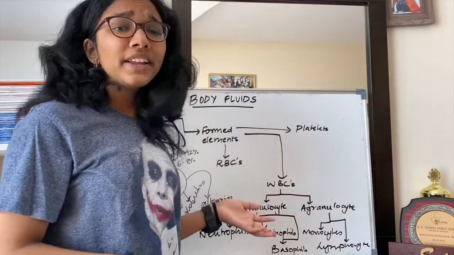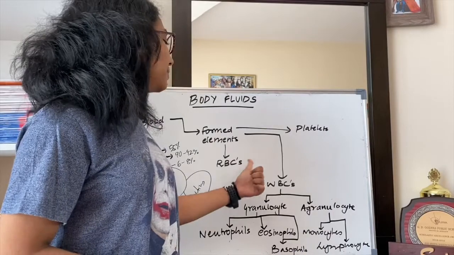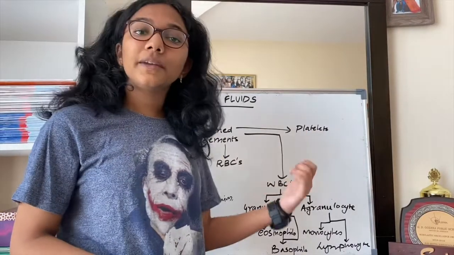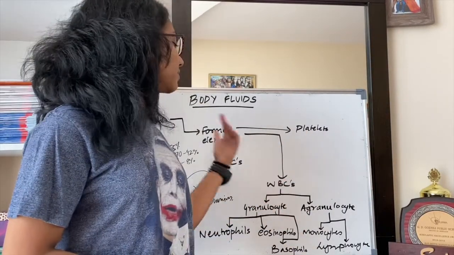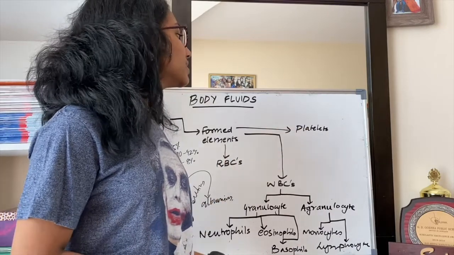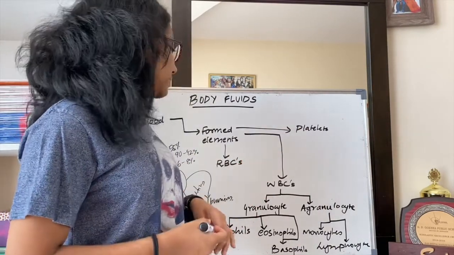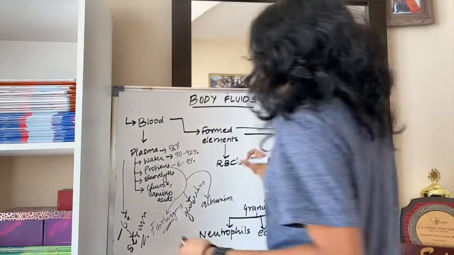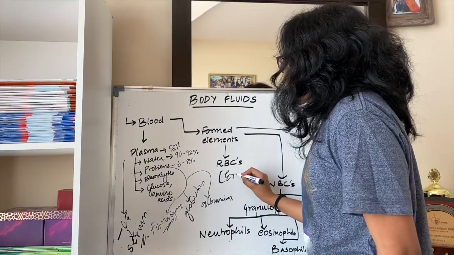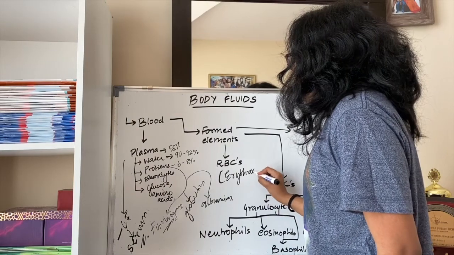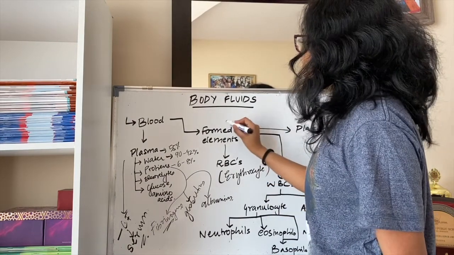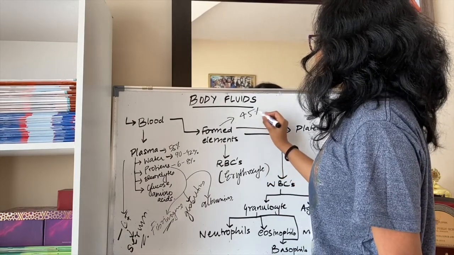Now let's come to formed elements. You have studied formed elements since childhood. RBCs, WBCs and platelets. RBCs are red blood cells, WBCs are white blood cells, and platelets are those which help in clotting of blood. So let's start with RBCs. RBCs, the technical term for them is erythrocytes. And these formed elements obviously form 45% of our blood.